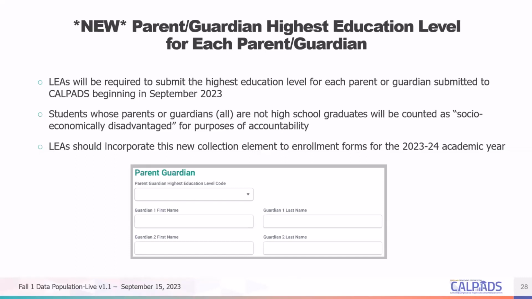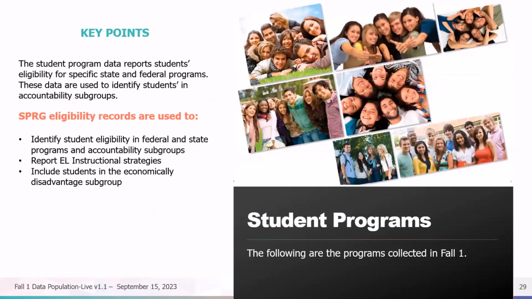With both changes taken into account, it's noteworthy that if any field is populated for a second parent or guardian, all fields will need to be populated, including first name, last name, and highest level of education. All right, and that concludes our discussion of the SINF file with the changes to the parent guardian highest education level fields. Let's go ahead and move on to the student programs or SPRG file type.